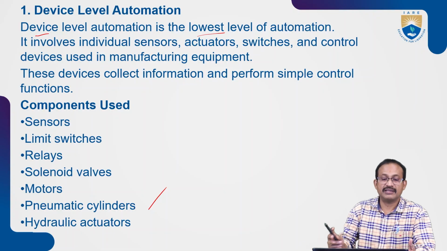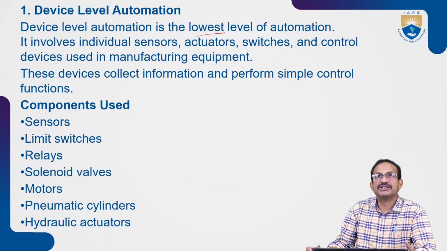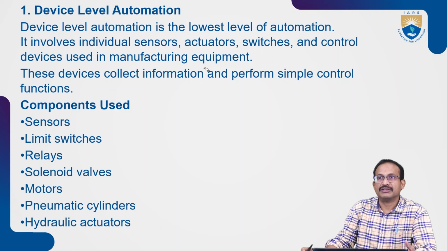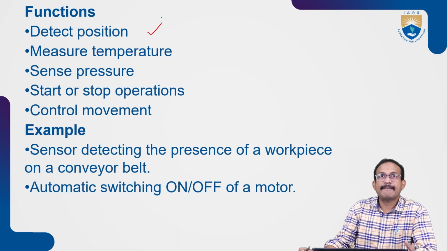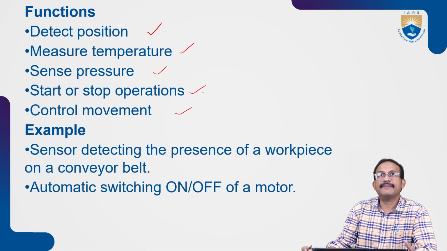So here the device level automation refers to the lowest level of automation. Functions: detect position, measure temperature, sense pressure, start or stop operations, control movement. These are the functions of this device level automation.